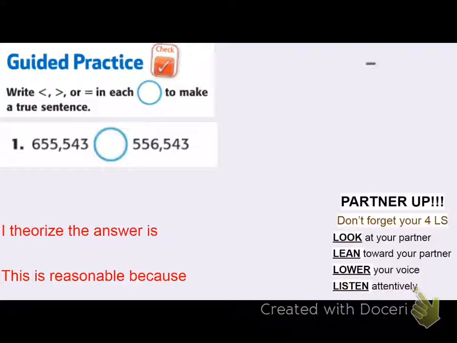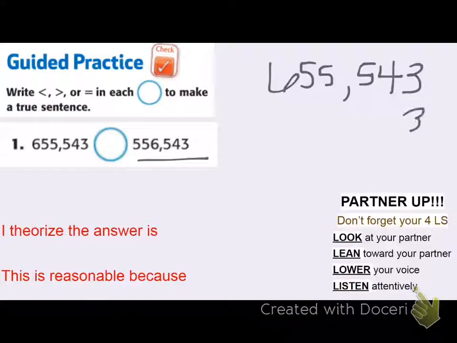I'm going to do step 1, which is, of course, writing that ones place, 543 in the ones place. We have 655,000. When we look at the second value, we have 543, which are the same digits.